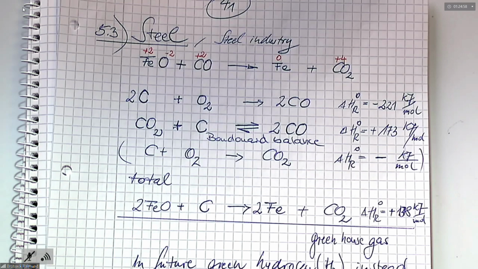1 carbon and 1 O2 is CO2. That's total oxidation. What we see here is a partial oxidation. We don't turn it to +4 in one step, we turn it to +2. Partially oxidized carbon, and that's the carbon monoxide, which is needed for the reduction of the iron oxide.